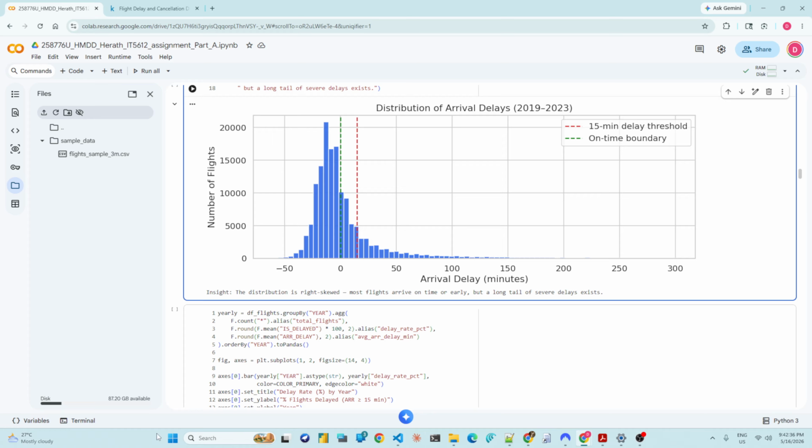The red dashed line marks the 15-minute delay threshold, and the green line marks 0, so these are non-delayed flights. As expected, the distribution is right-skewed. Most flights arrive on time or slightly early, but there is a long tail of severe delays, as you can see here.